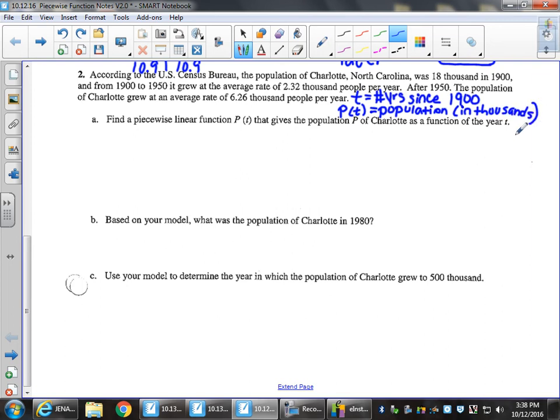With that in mind, let's reread and find our first piece of information. I know that in 1900, the population was 18,000. That is an ordered pair. That's a fact that we're about to use. Our first restriction will be from 1900 to 1950. Again, 1900 is our 0 year, so 1900 really represents 0, making 1950 50, because 1950 is 50 years after 1900.